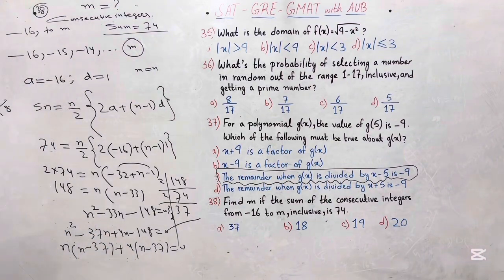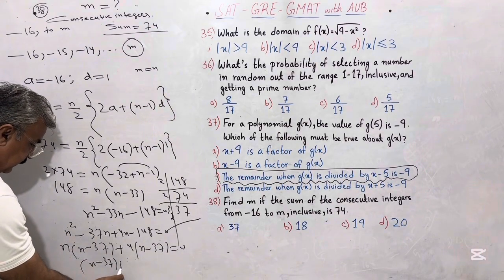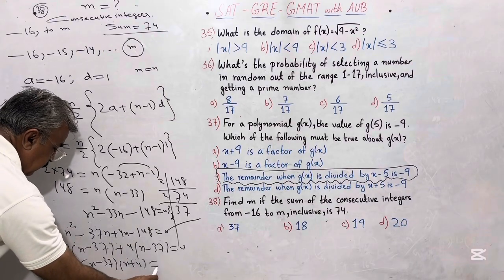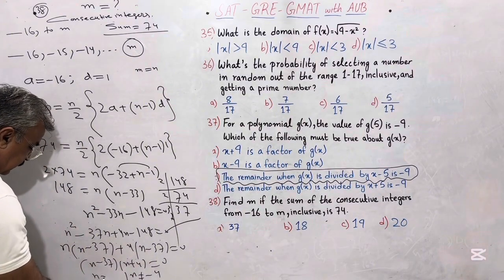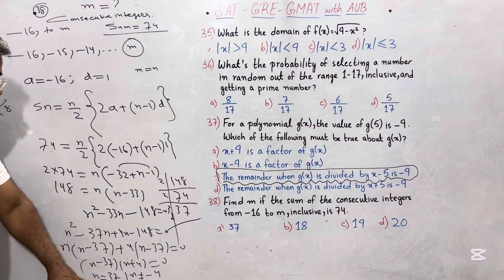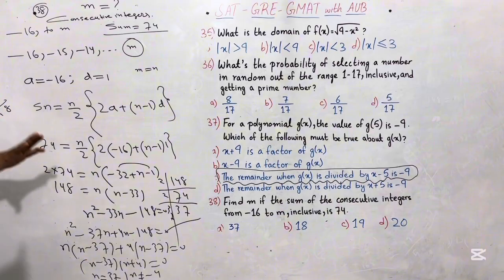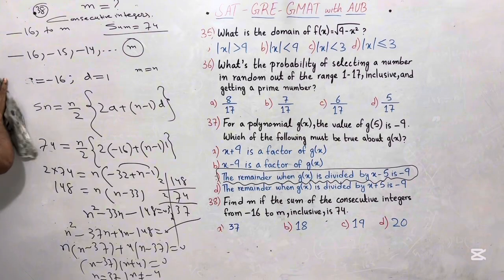Solving for positive value, we have n minus 37 times n plus 4 is equal to 0. It will give us n is equal to negative 4, discarded, n is equal to 37. N is equal to 37 is our answer. And what we have to do is still, in that case, pass me the duster. Okay.